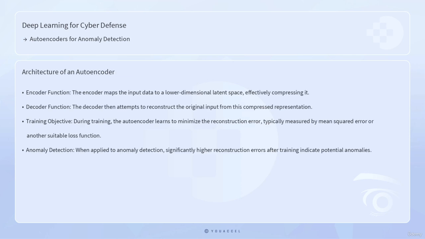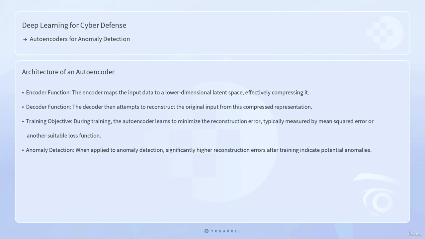The architecture of an autoencoder comprises two main parts: an encoder and a decoder. The encoder maps the input data to a lower dimensional latent space, effectively compressing it. The decoder then attempts to reconstruct the original input from this compressed representation.